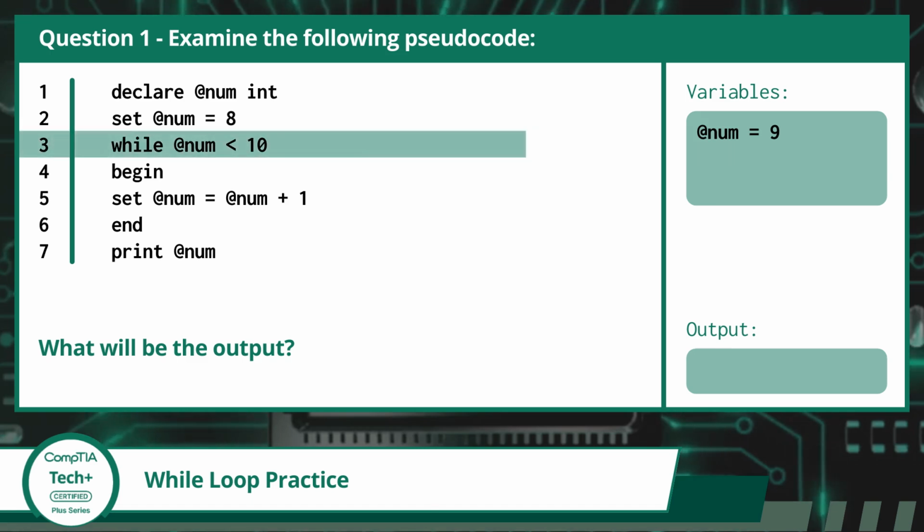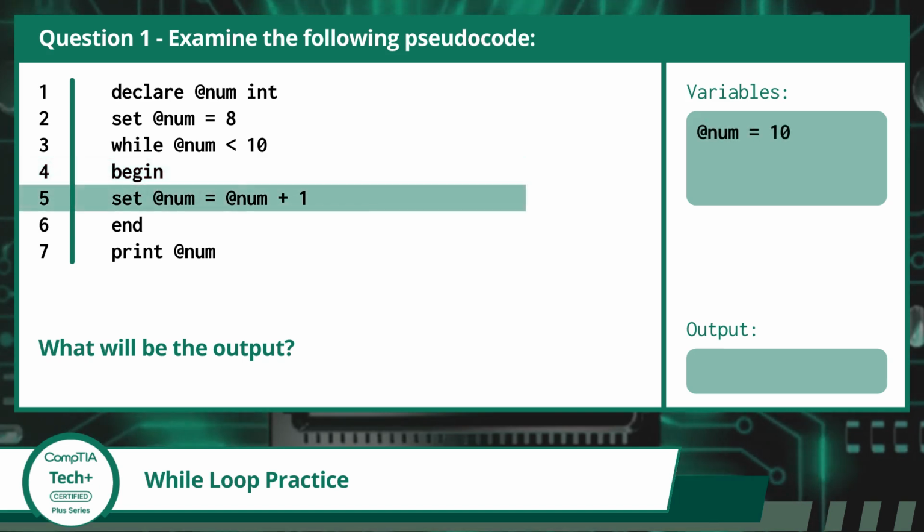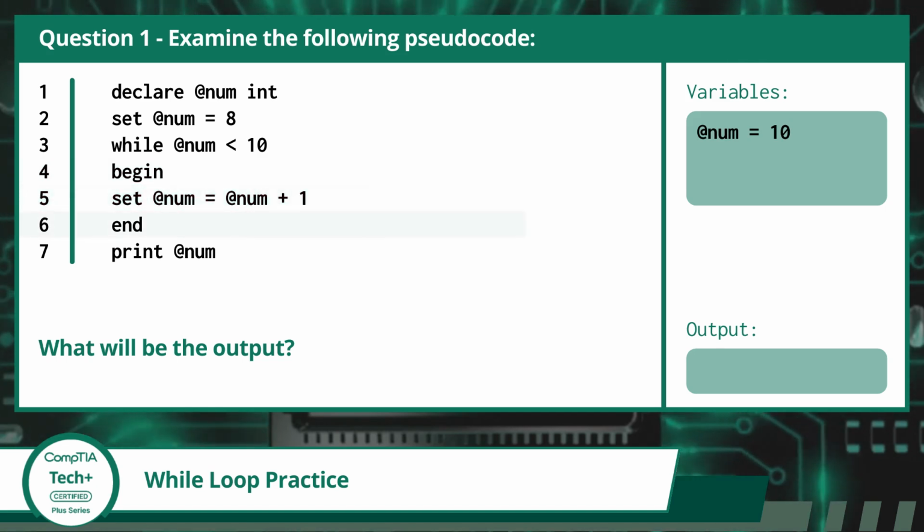Now we head back up to line 3 and start the while loop all over again. This time we perform a reevaluation and check if at num is still less than 10. Since the value of the variable at num, which is currently 9, is less than 10, we will execute the code statements within the loop again. Next, we see the word begin. This opens our looped code. Then line 5 will increment our variable at num by 1 again, setting its value to 10. This is followed by the word end, which closes our looped code.